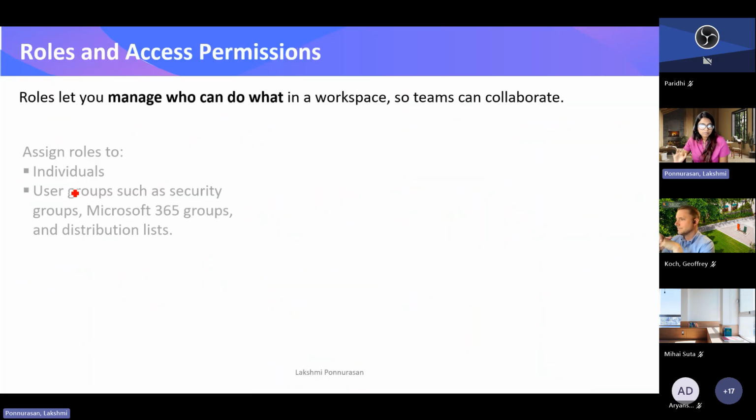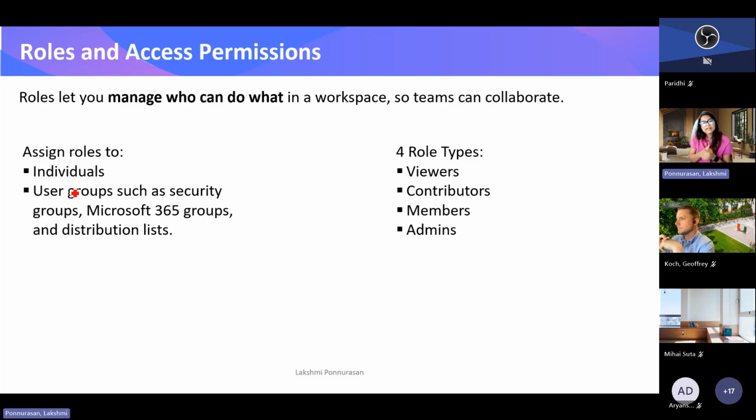Next, roles, access, and permissions. What do roles do? They help you manage who can do what in your workspace. Obviously, you don't want everyone editing whatever is in your workspace, right? So there are four main roles you need to keep in mind: viewers, contributors, members, and admins. Try to keep them in the same order, which is really helpful when you're answering your questions.